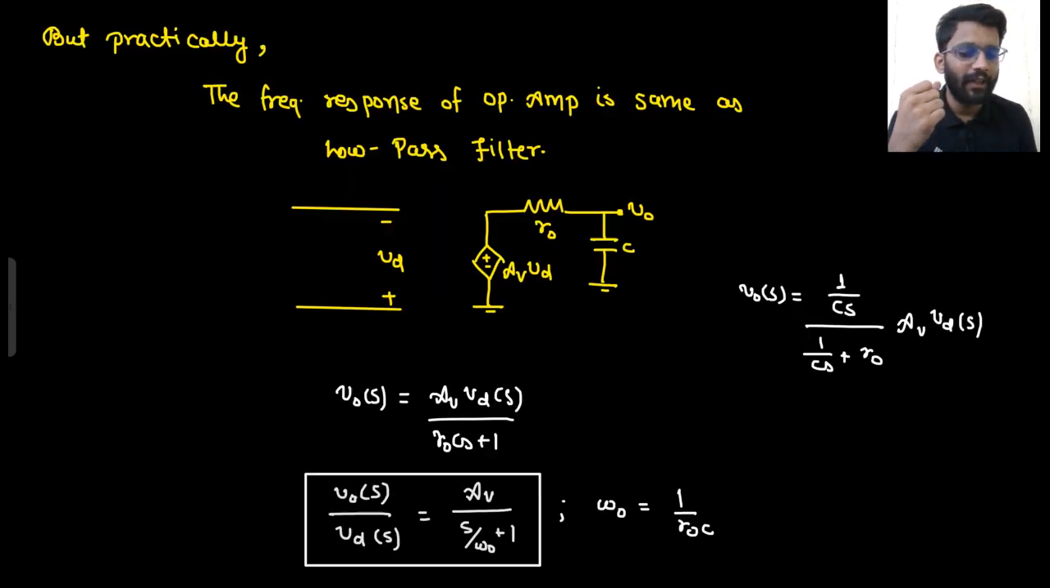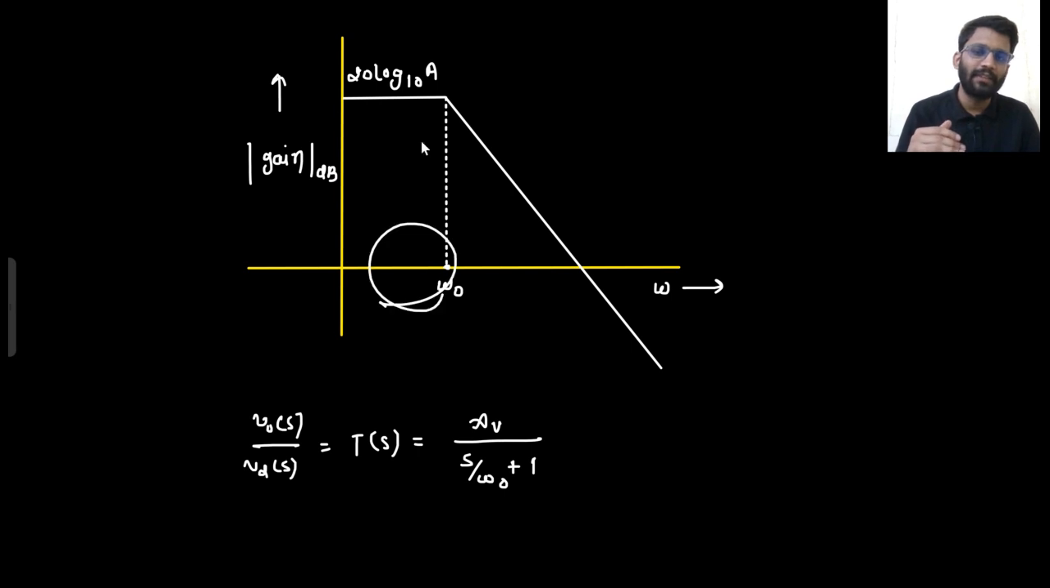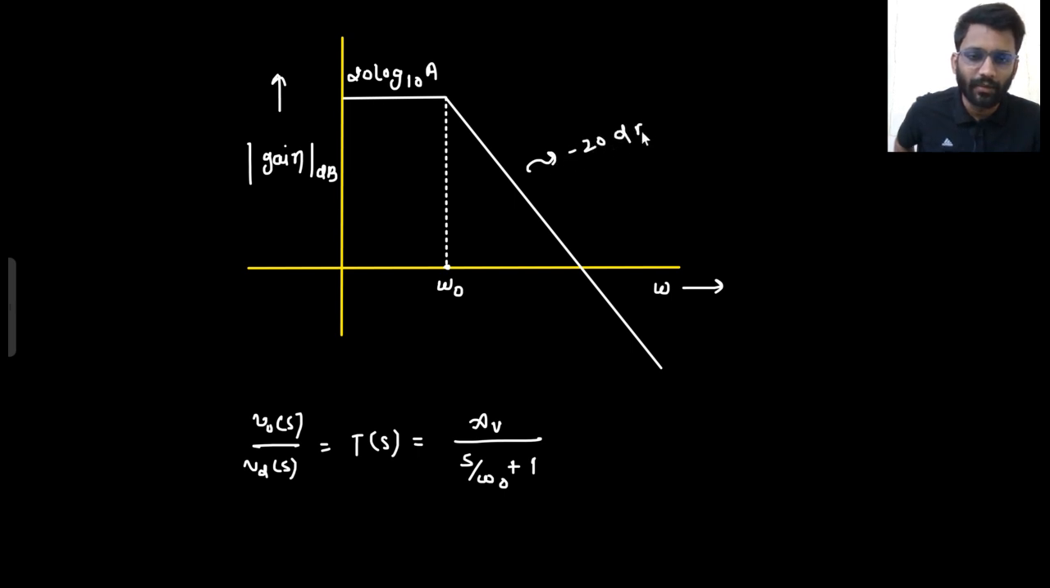So we thought that ideally it should be the same gain for all the frequencies, but only for the range up to omega naught it provides this gain, otherwise the gain will start rolling off. This is 20 dB per decade. Actually this is the Bode plot. How will the exact plot look like? I hope you guys have the idea.